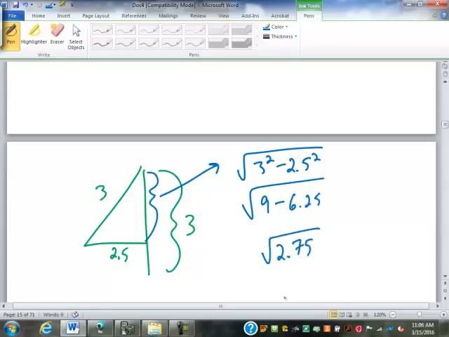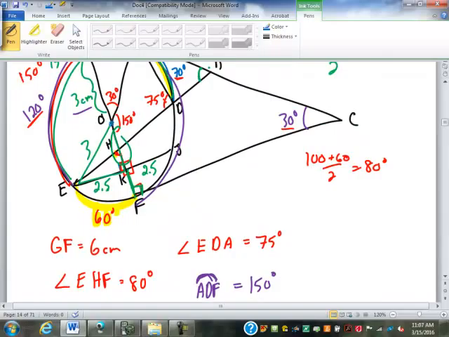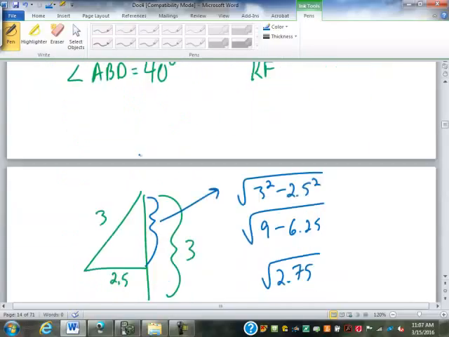How did you get 3 for EV? It's the radius of the circle. It doesn't go to the center. O is the center. Oh, so wait, hold on. I'm going to make my own triangle here.